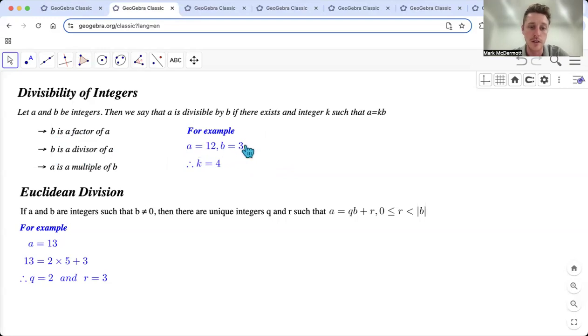So 3 is in fact a divisor of 12. That makes sense. And a is a multiple of b. Yep, 12 is a multiple of 3. So that checks out. Okay.